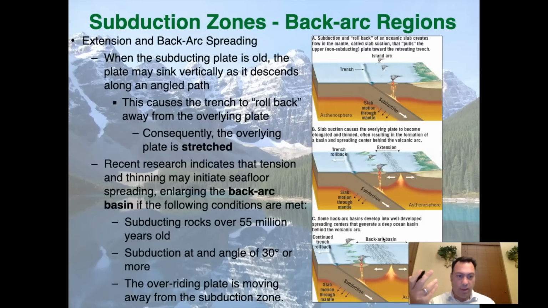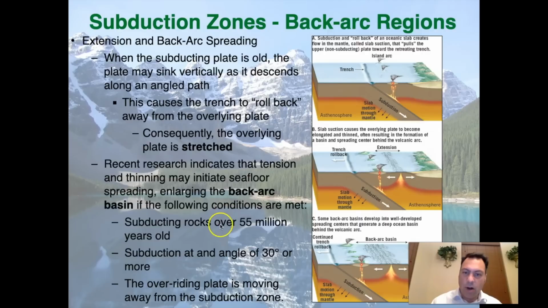So you can actually rift things in an area where paradoxically you have things being shoved underneath other things. So that's a very strange paradox. Our research on this is active right now. And the most recent research indicates that tension and thinning may initiate seafloor spreading, enlarging the back arc basin if the following conditions are met. So in other words, it doesn't always happen, but when these things are met, you may create extension and even create a huge back arc basin.